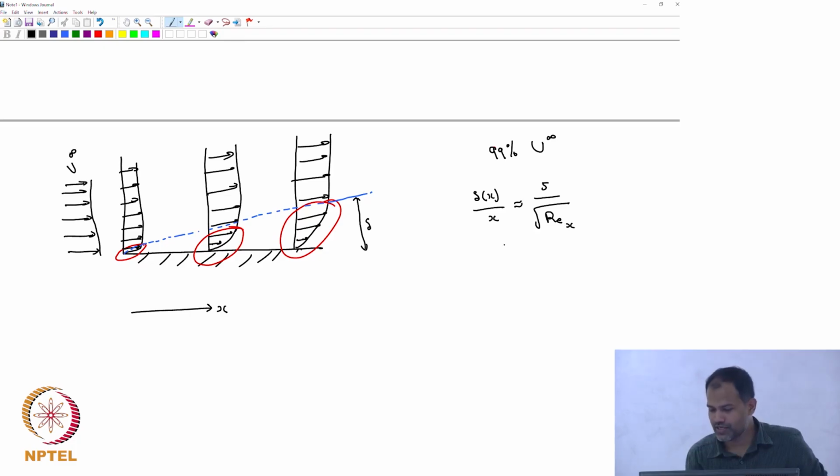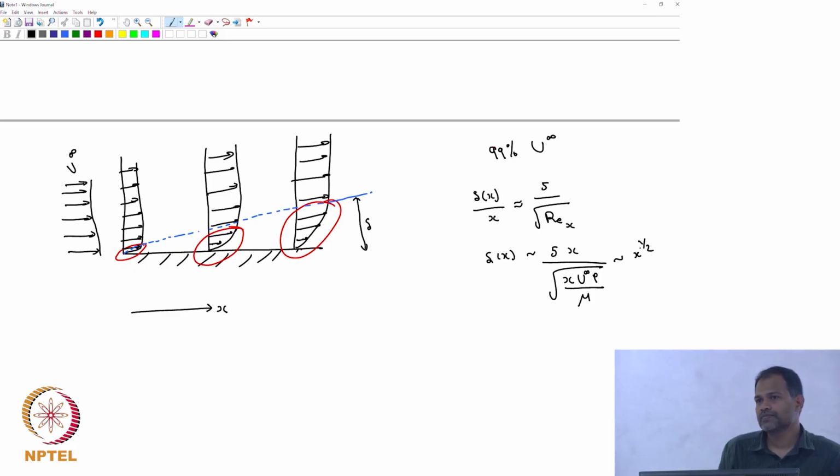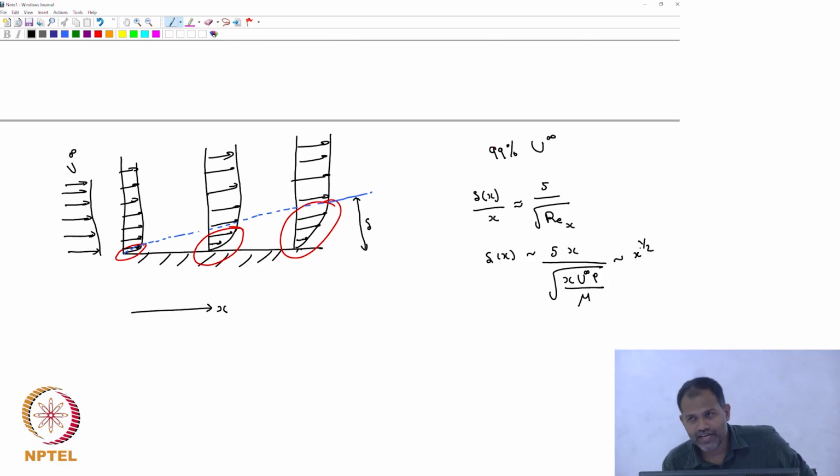Does it decrease with x? So let's see, delta of x basically is 5x divided by square root of x u infinity rho divided by mu. So that is actually going as x to the power of half. So it is increasing with x.